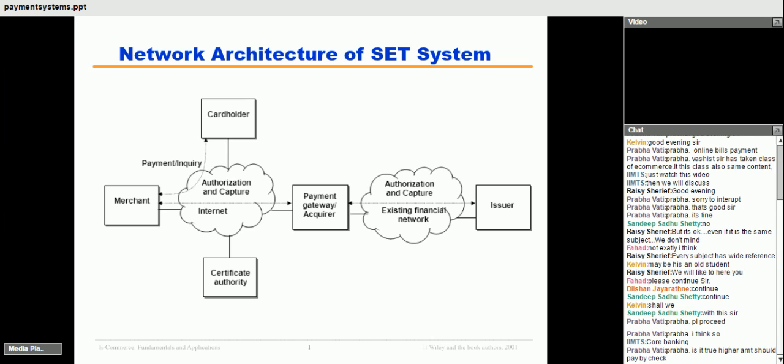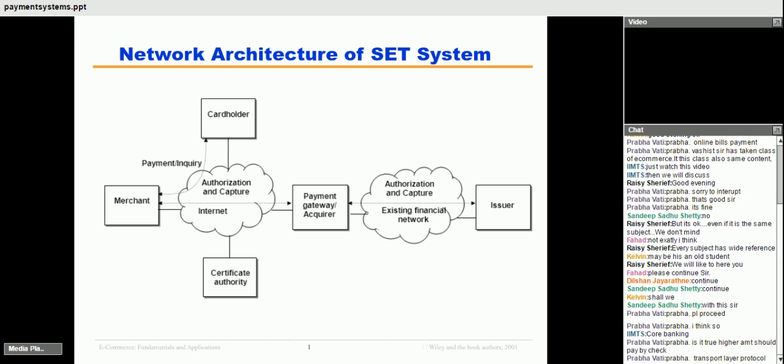Now what is the network architecture of the SET system? This is the cardholder, this is the merchant, this is the payment gateway, and this is the issuer, and this is the certificate authority. So whenever you punch in a card, it goes through the internet to the certificate authority, then finally through the payment gateway it goes to the issuer.